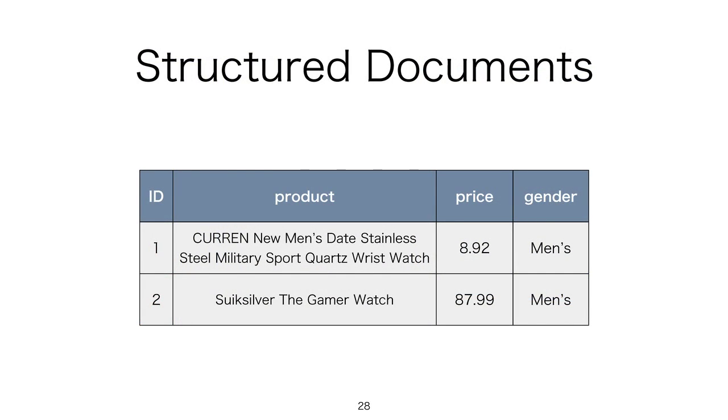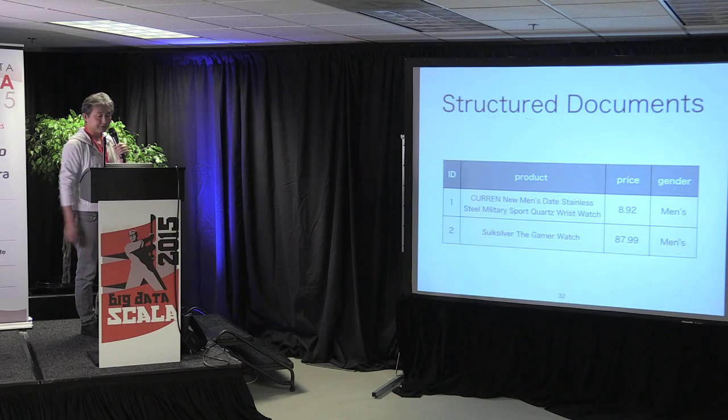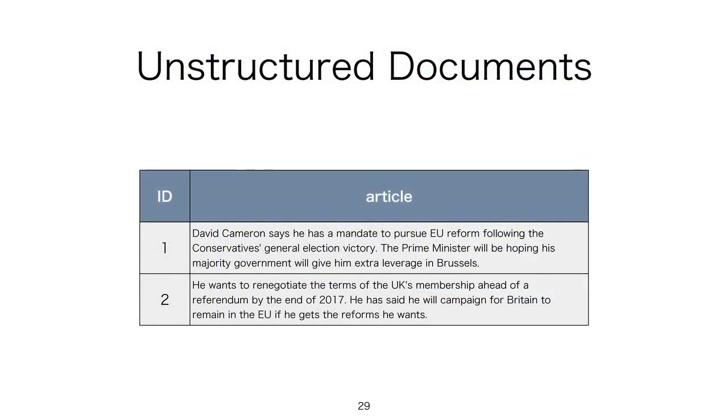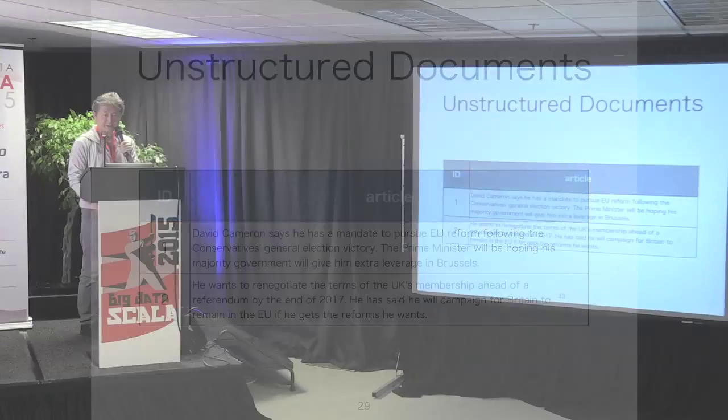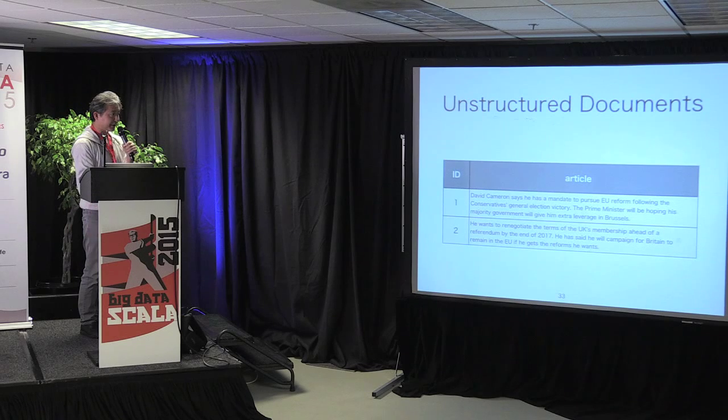To implement this scenario, documents that users will search must have a structure like this. The document needs to be structured. You see in this slide, the documents have price and gender fields in order for filter queries to be implemented. Unfortunately, not all documents in the world are structured. For example, articles in newspapers don't have the structure you see in this slide. So, one of the NLP techniques can help you here.